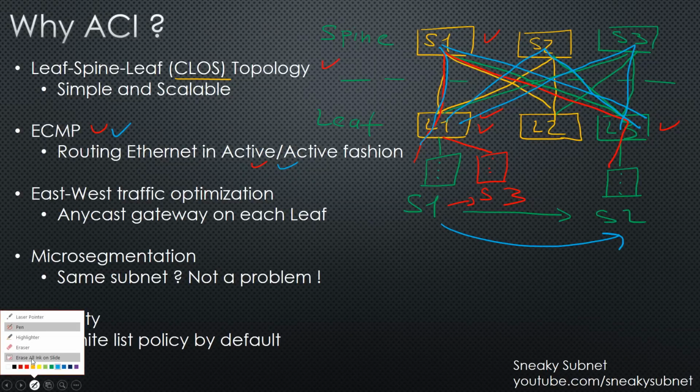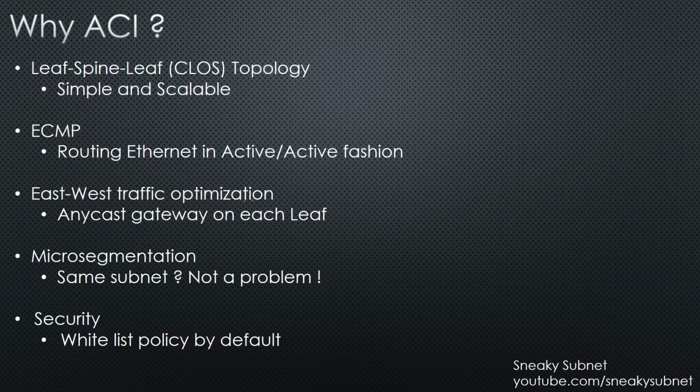Let's clear that stuff and go to east-west traffic optimization. ACI uses an anycast gateway on each leaf. So let's draw it again.